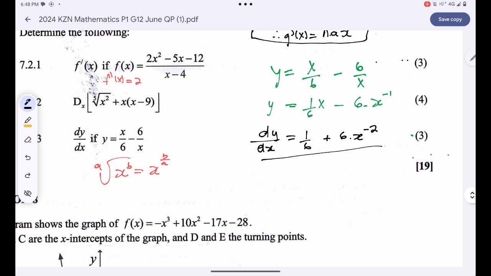I can leave my answer like this, but if I wanted to leave it with positive exponents, I can simply express it like this. dy over dx is equal to 1 over 6 plus 6 all over x squared. That's how, guys, you're supposed to find your derivative.